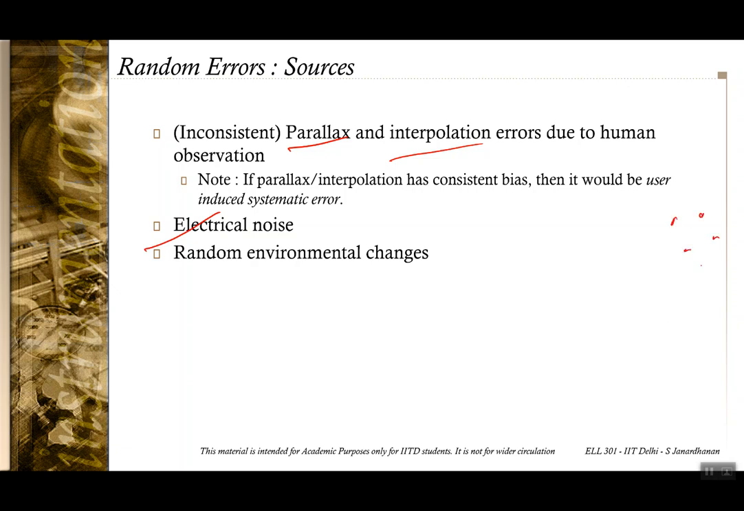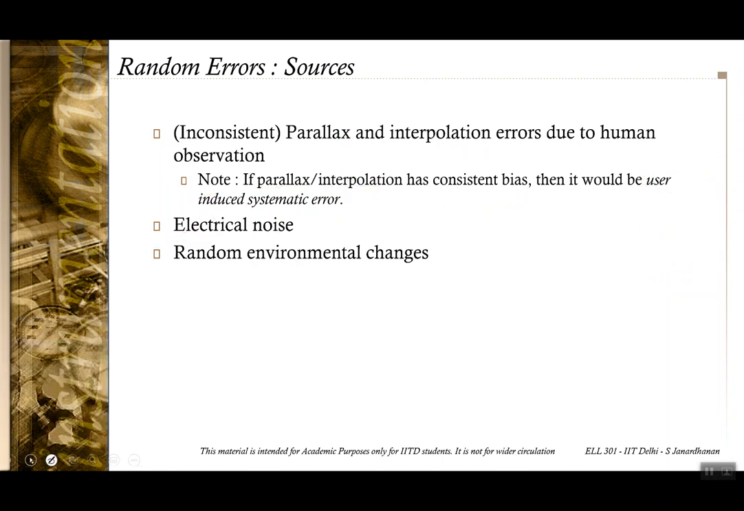The main factor is that the random errors are truly random. They don't have any particular bias. If it turns out that any of these parallax or interpolation errors has a consistent bias, then it should be considered as a user induced systematic error and not as a random error. Note that if there is a consistent bias, it's a systematic error and it's not a random error. It can be an induced error also, but it is definitely not a random error.